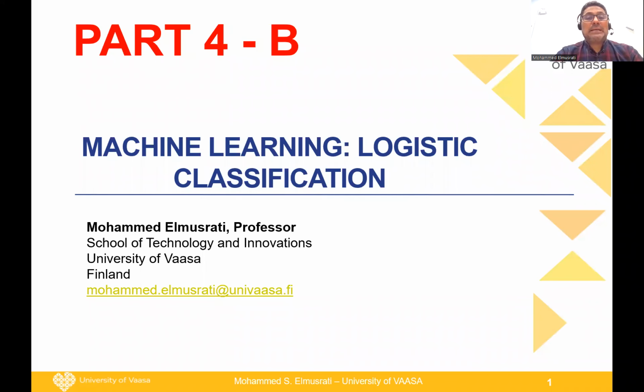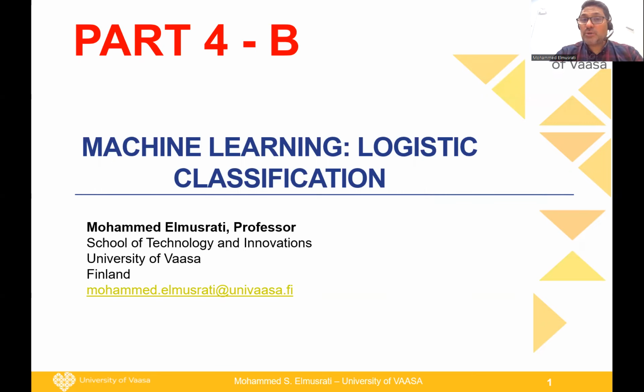Hello, everyone. We have already, in part 4 of this course, started parametric classification, and we introduced how to classify between different attributes based on probability by assuming that they are normally distributed, multivariate normal distributed.